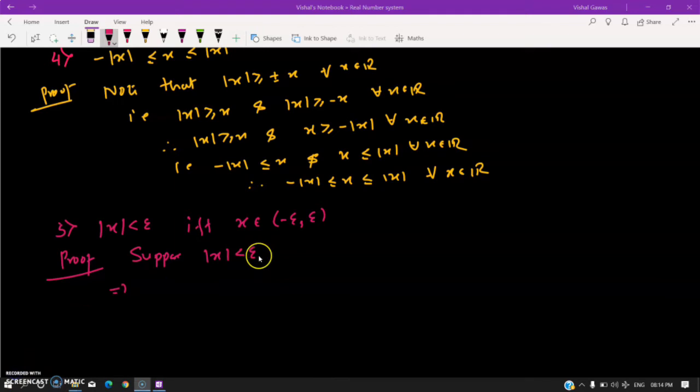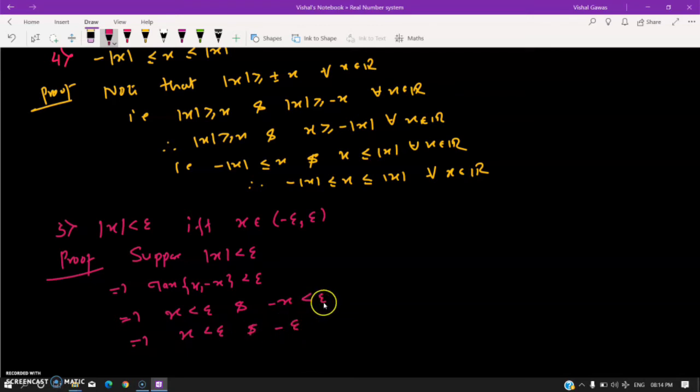This implies that the maximum of x and negative of x would be less than epsilon. This implies that x would be less than epsilon and negative x also would be less than epsilon. This means x is less than epsilon, and if I multiply by a negative sign, the inequality would reverse, right? And what I get is minus epsilon less than x.